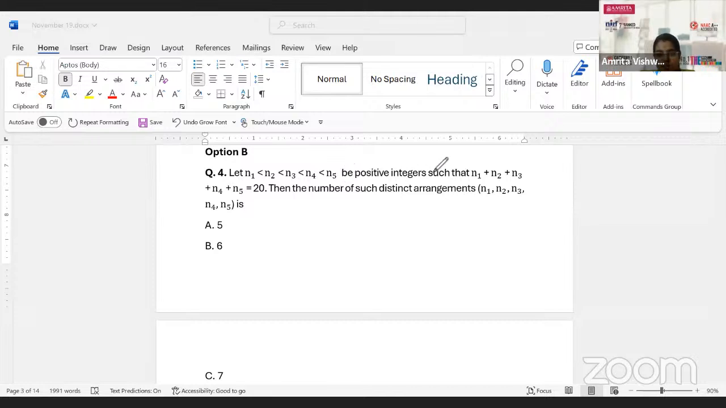All of them are positive integers. And the sum of all these 5 is equal to 20. Now, the question is asking you to find such arrangements. What is the total number of arrangements that satisfies both these conditions?